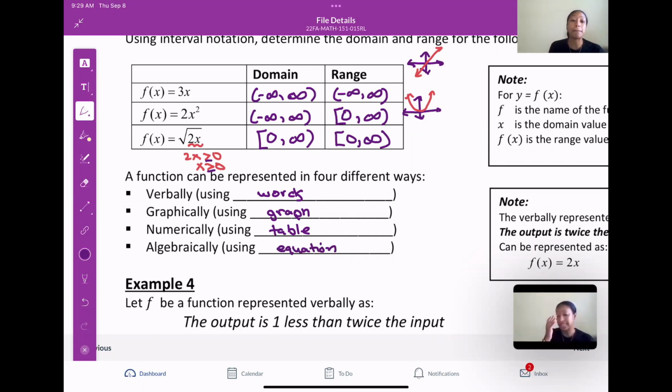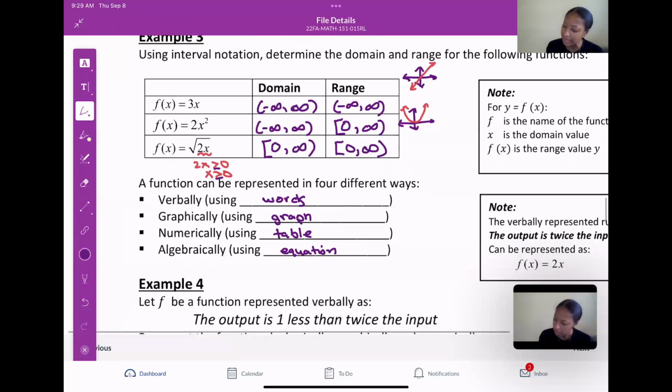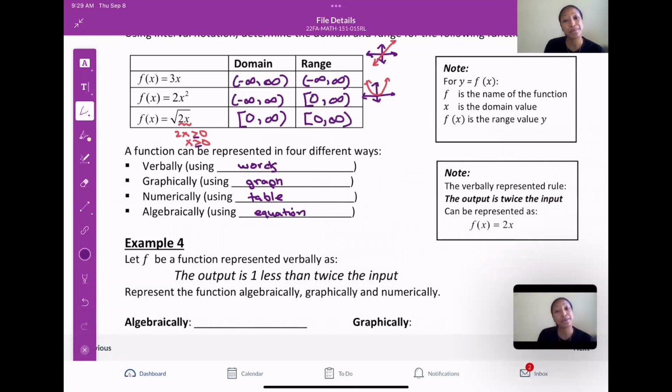Sometimes it also says symbolically, so using symbols, mathematical symbols. All right. I've been skipping our little notes on the side, but the notes are important to read as well. They give a little bit more insight into some of the problems.